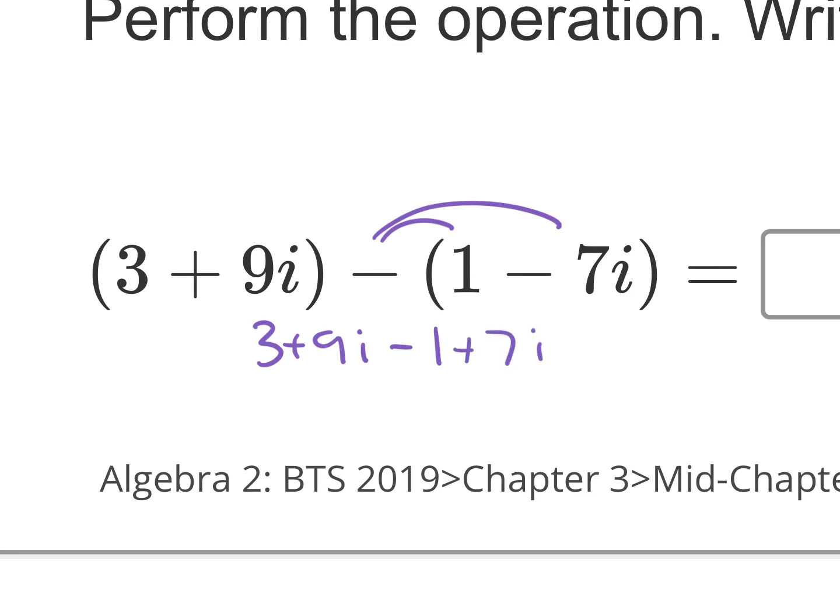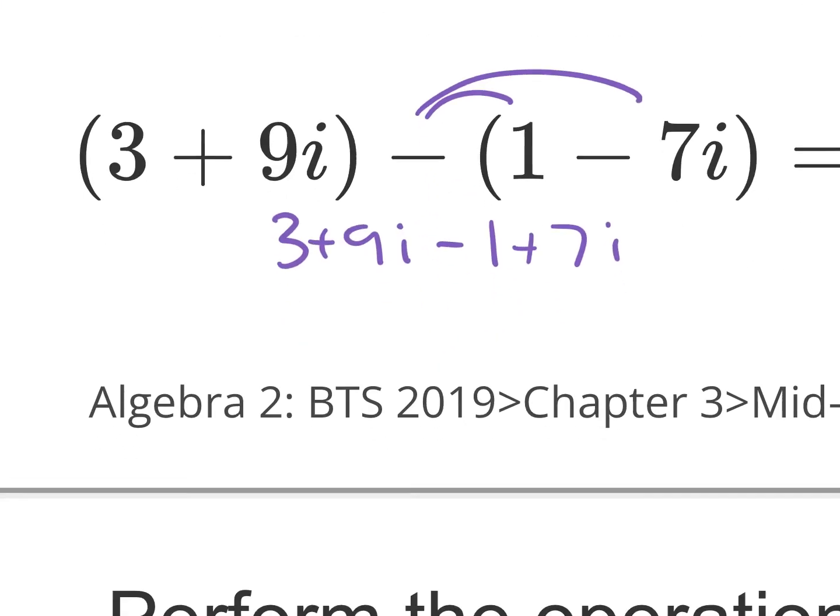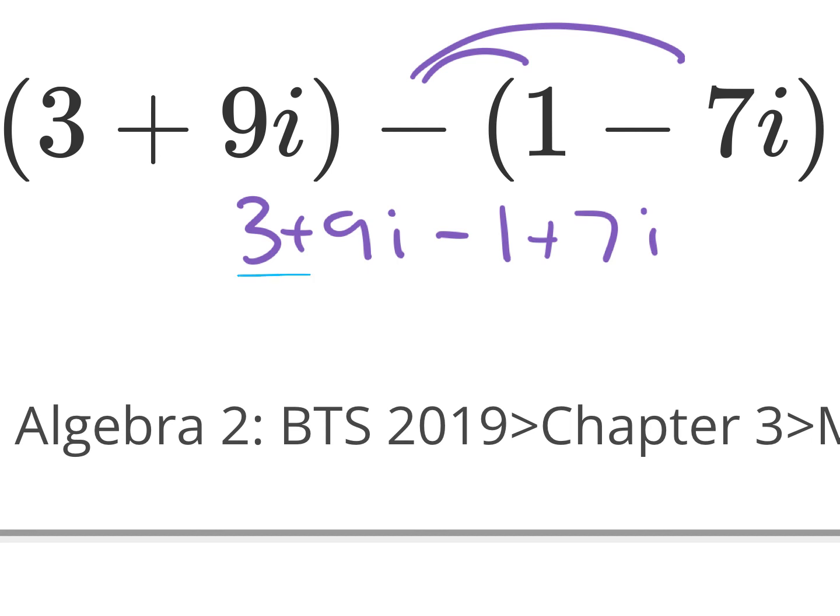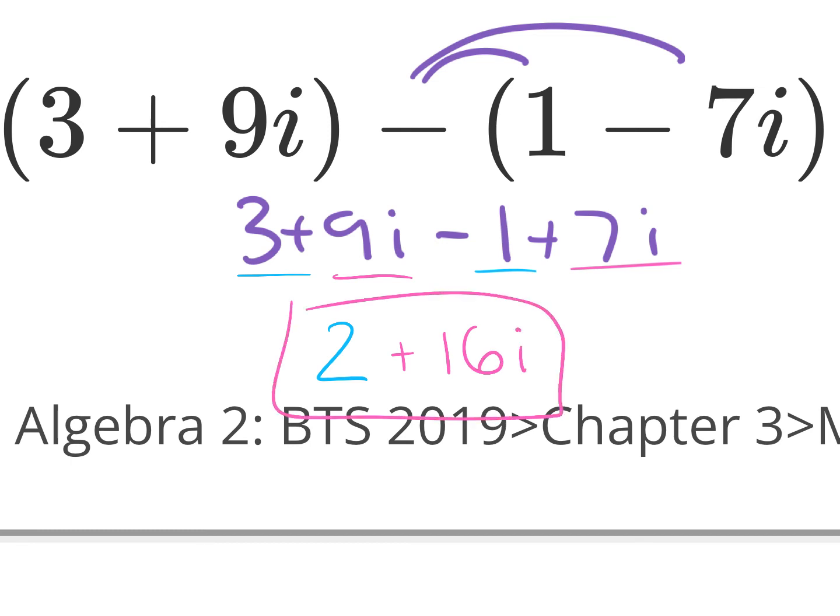And then what should I do next? Add the reals first. 3 minus 1. It's best to add the reals first since that goes first in your answer. So 3 minus 1 is 2. And then 9i plus 7i, 16i. So don't forget, the real number has to come first. Any questions here?